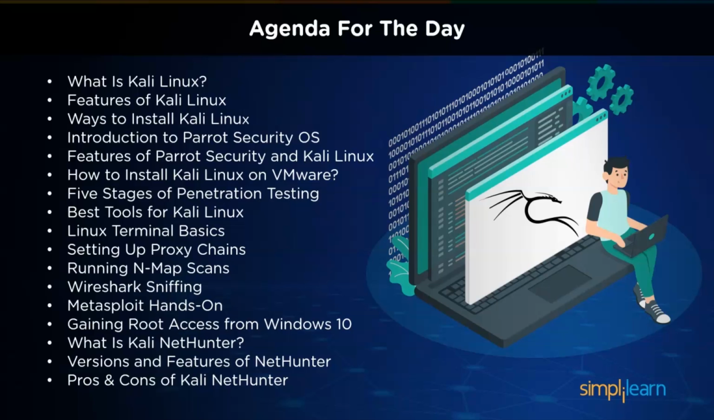Coming to a few live demonstrations, we start by learning some Linux terminal basic commands, set up proxy chains to maintain privacy on the internet, run a few Nmap scans to find information about victims, use Wireshark to detect insecure browser traffic traveling through HTTP web pages, and learn about Metasploit and its components. Finally, we also use Metasploit to hack into a Windows 10 machine and grant ourselves root access or admin access, essentially handing ourselves the key to the entire machine. We also cover Kali Linux NetHunter with its introduction, version features, along with its pros and cons.